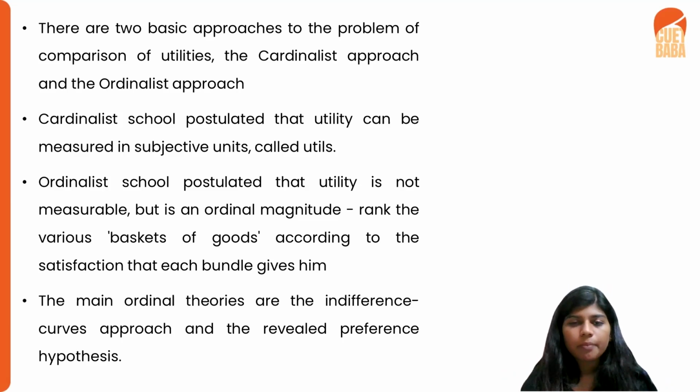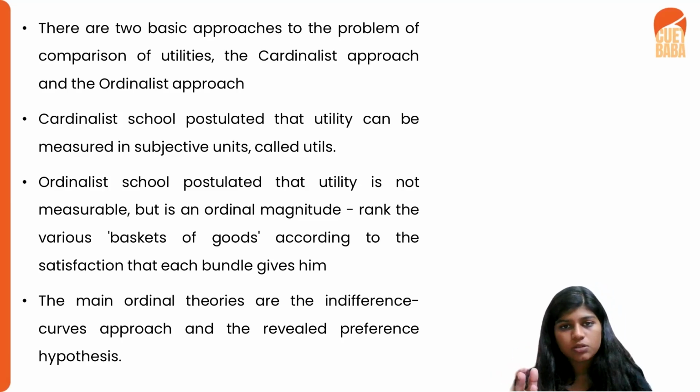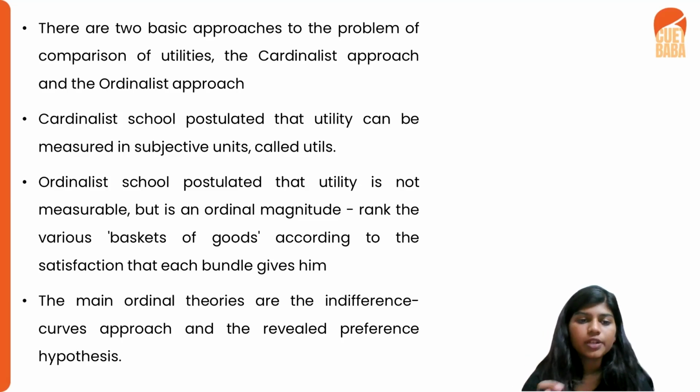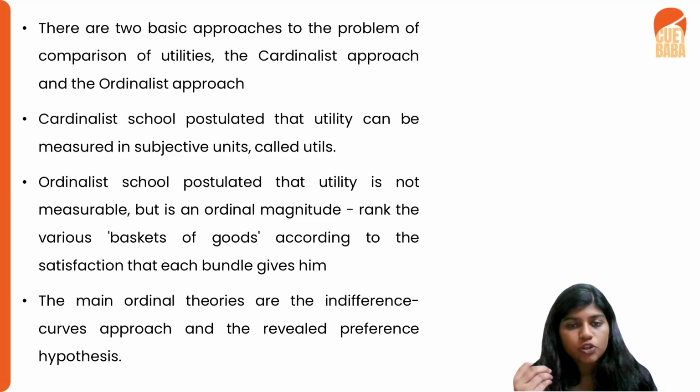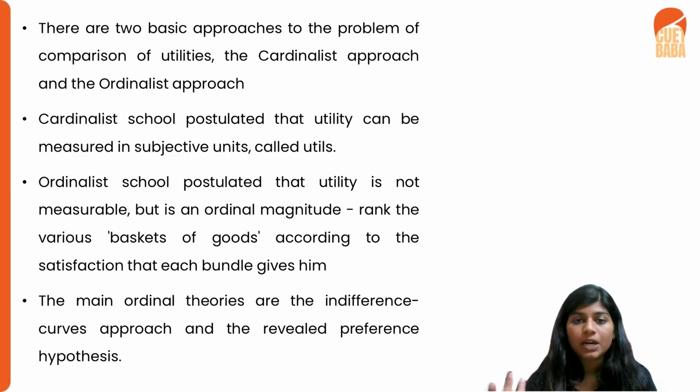An easy way to remember that may be to use cards. Cards have numbers on them, and based on that we can remember that cardinal utility can be measured in monetary terms, and thus is named utils. On the other hand, we have the ordinalist school, which said that utility is not measurable, but an ordinal magnitude, a rank, can be given. The ordinalists said that it cannot be fully measured in monetary units, but we can rank our preferences based on baskets of goods.